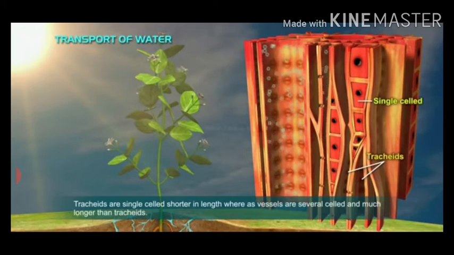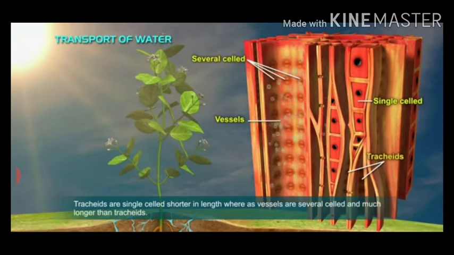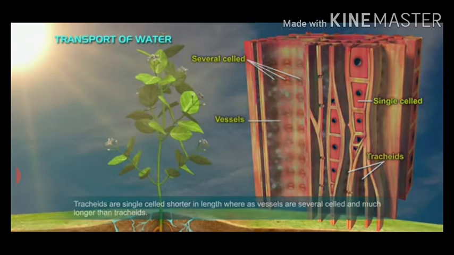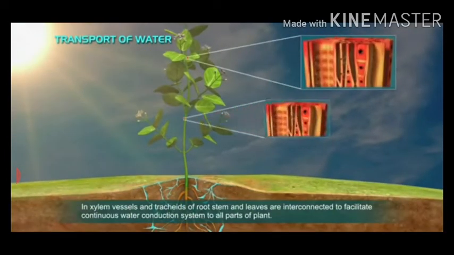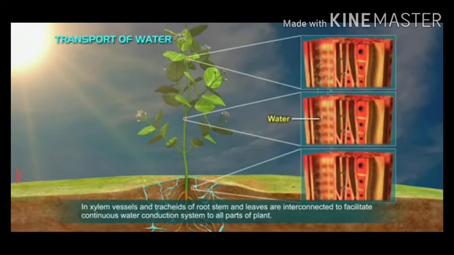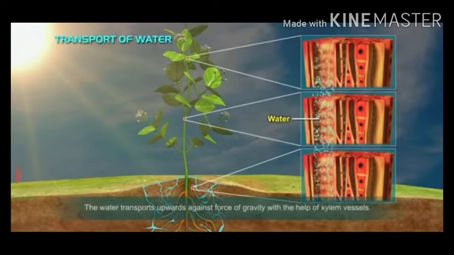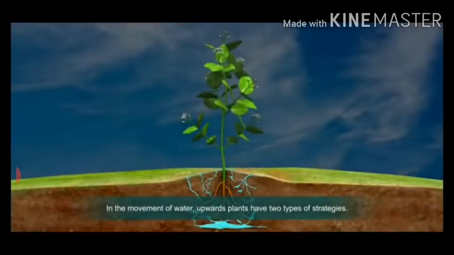Tracheids are single celled and shorter in length, whereas vessels are several celled and much longer than the tracheids. In xylem, vessels and tracheids of root, stem and leaves are interconnected, as I have told you earlier also, to facilitate continuous water conduction from the roots to the leaves where photosynthesis has to take place. The upward movement of water.